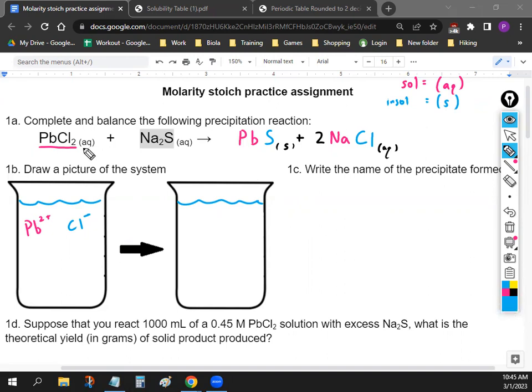Yeah, so if they're (aq) in the picture, you break them up, because they dissolve in water. So the ions separate and they kind of just float around on their own.